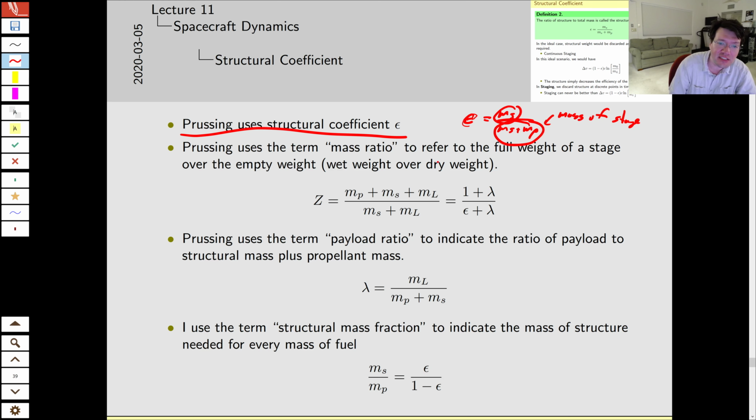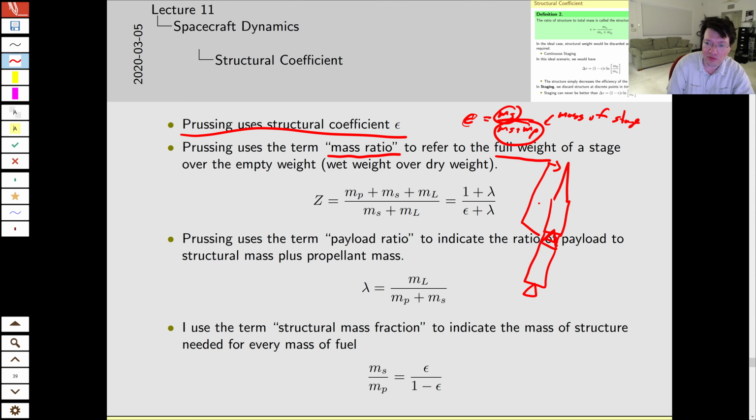The next number we look at is mass ratio, which refers to the full weight of the stage over the empty weight. Now this is a different number, because if you look at our rocket here, here's our stage. Say it's a two-stage rocket, a rocket on top of a rocket, basically. There's a nozzle there, there's a nozzle there. This refers to something slightly different because now it includes the payload.